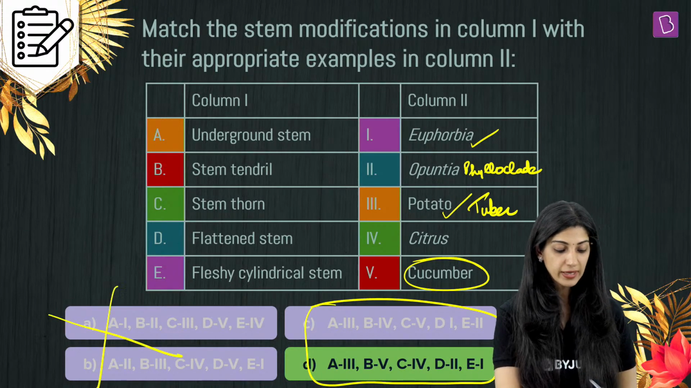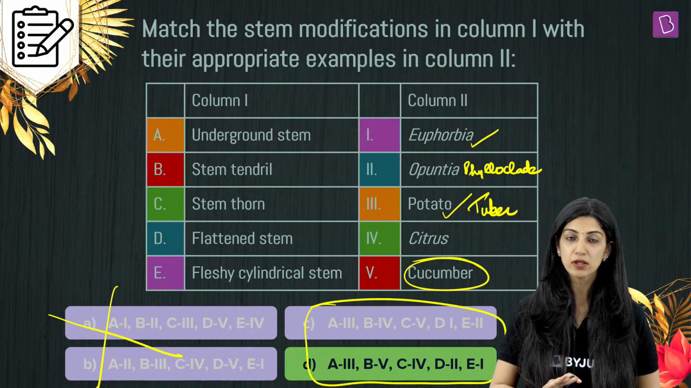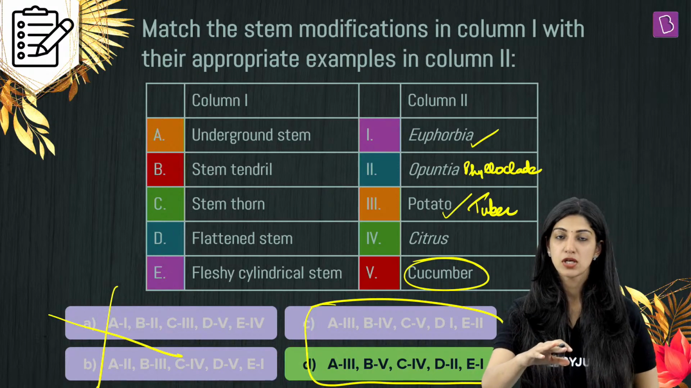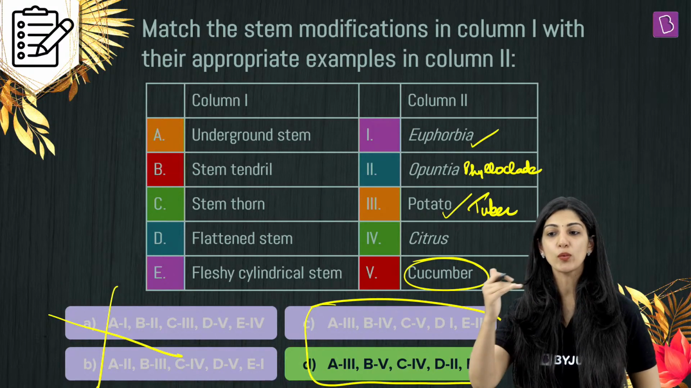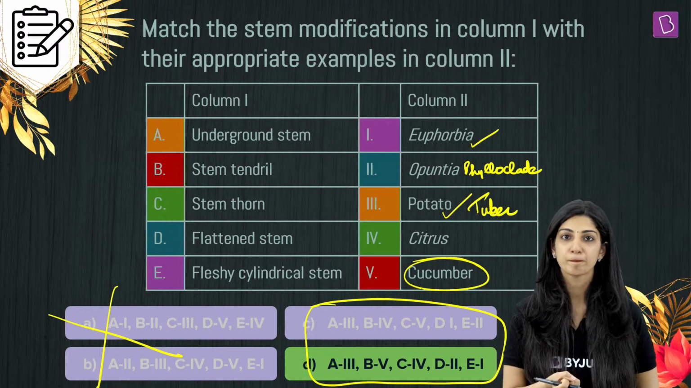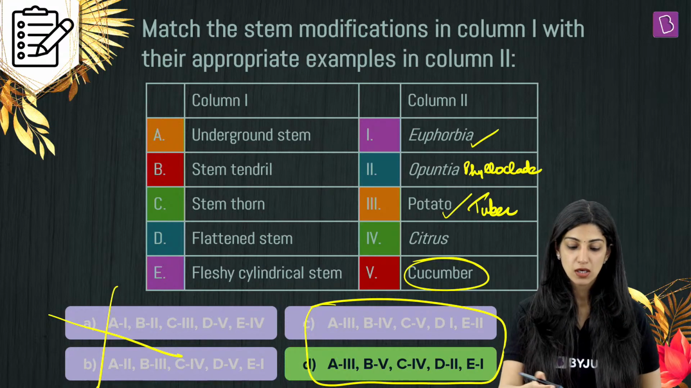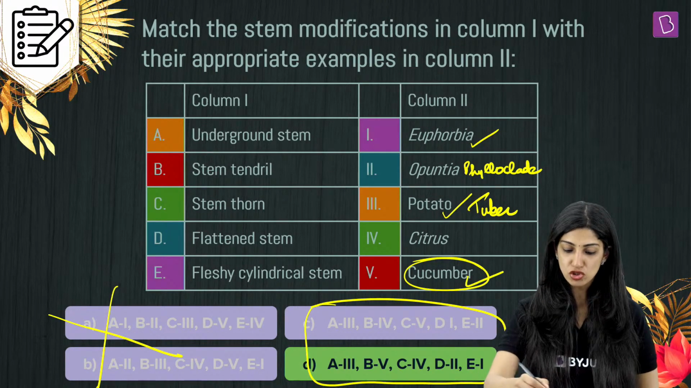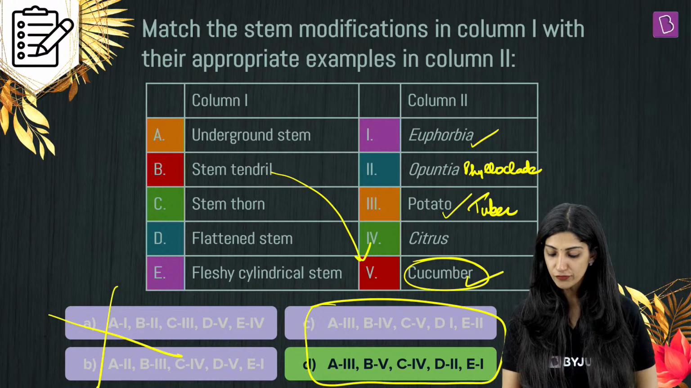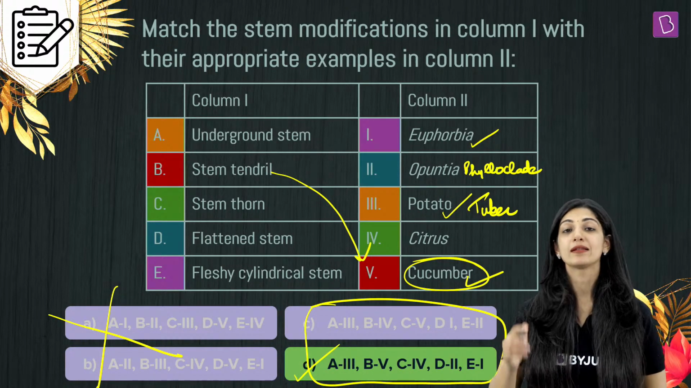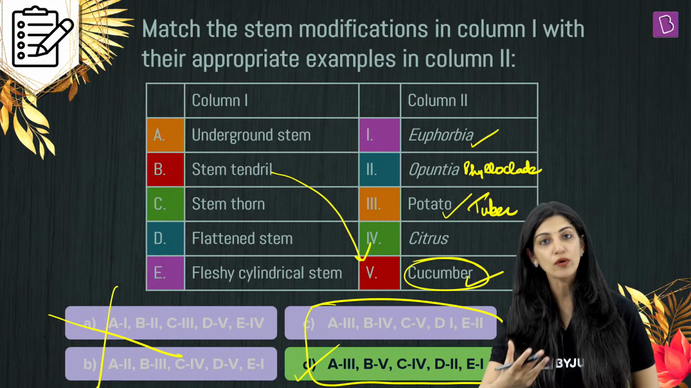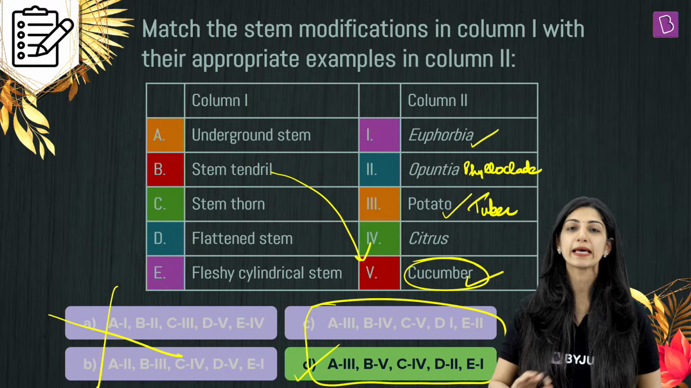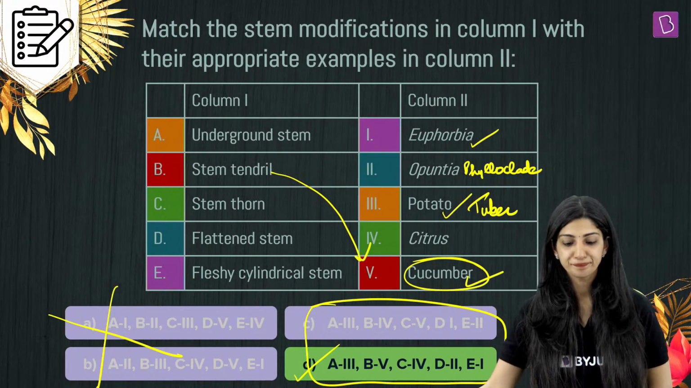You eliminate A and B. This is the elimination method. So 50% chances of going wrong are over. You are half the way towards getting those 4 marks. Now let's look at the other options. Stem tendril, Cucurbitaceae family, cucumber. I'll go to the B option, match it with the 5th and I get my correct answer. And that is why match the column is the most scoring part, because around the first 3 or first 2, you mostly get the answer. Yeah?